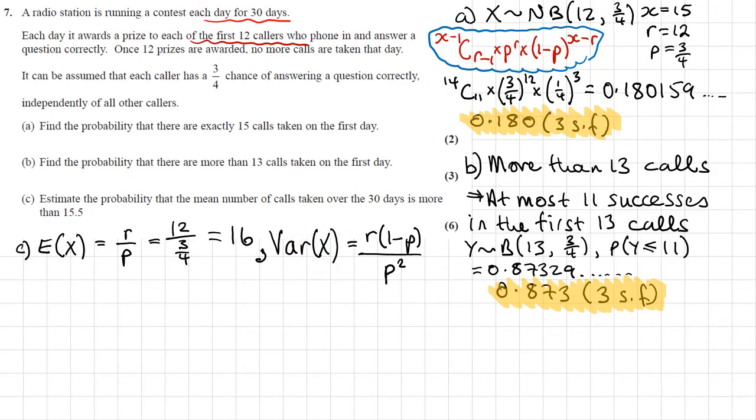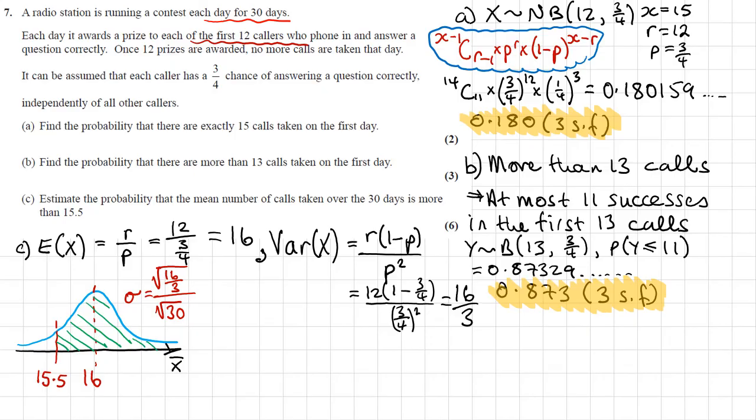Now the reason we're doing all of this is because we're going to be using the central limit theorem to calculate this probability. So continuing with this calculation, r is 12, 1 minus p, so 1 minus 3/4 or 1/4, all over p squared, so 3/4 squared, and that gives 16 over 3.